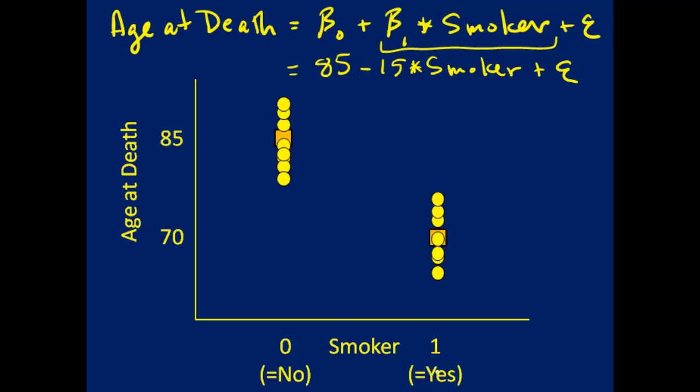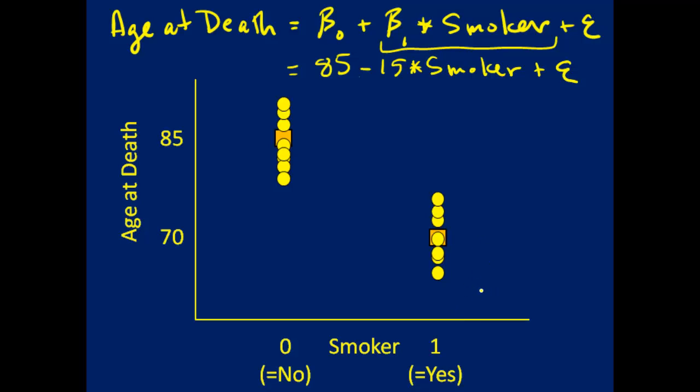When the people are smokers, for all the people who are smokers, this variable is equal to 1. And so then the placement of the random number generator becomes 85 minus 15, which is equal to 70. So then for all of the smokers, the age at death is given by 70 plus some random component, which is exactly this. So what we can see here is that this function gives us this structure.